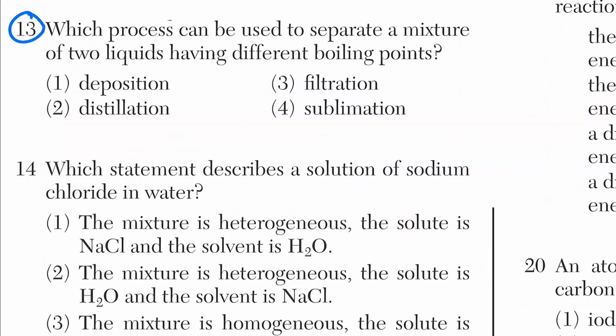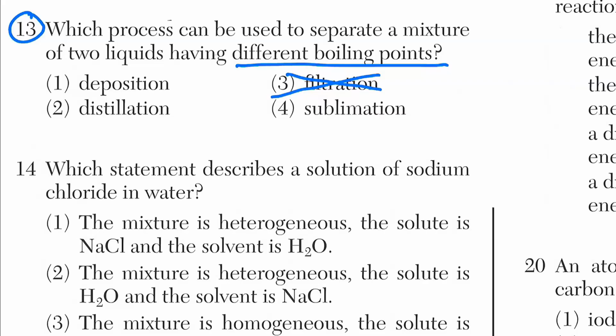Number 13, which process can be used to separate a mixture of 2 liquids having different boiling points? Well, if they have different boiling points, they have different physical properties. They are different substances for sure. We can't separate a liquid by filtration. You can't filter one liquid out from another. When we do filtration, we're separating a solid from a liquid, and it's getting trapped on the filter paper with its very tiny pores.